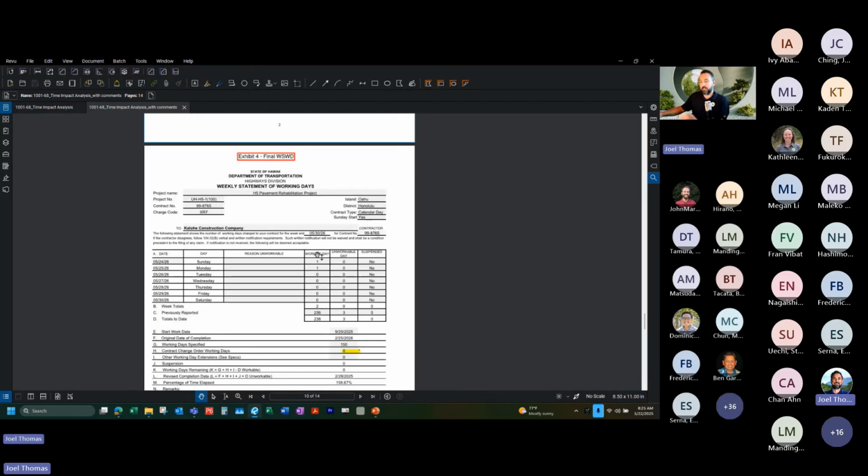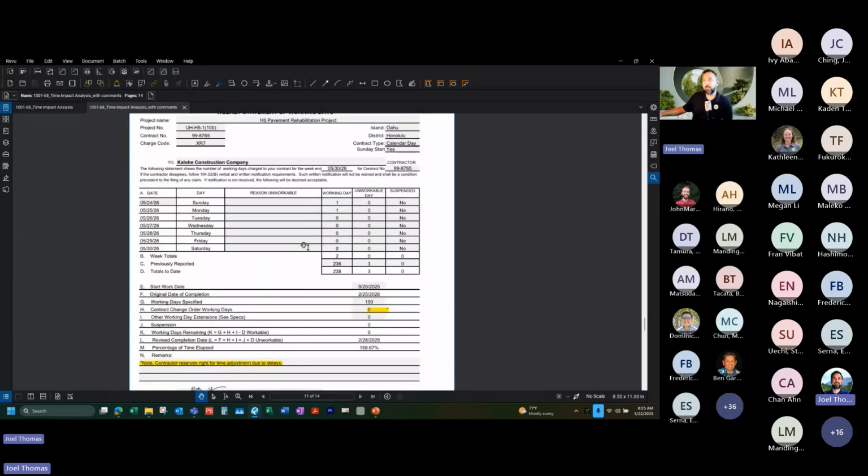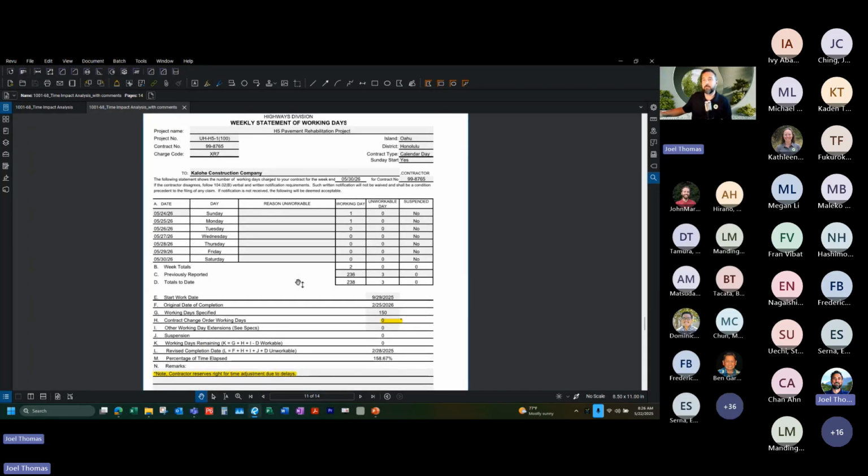And then I just added this in too, because I've seen this a bunch, where they're trying to say, hey, our notification was noted on our weekly statement of working days, where here they had this comment added where they were reserving the right to time adjustment due to delays. They highlighted it, and they're just saying, yeah, everyone knew that we were in delay. In this case, they didn't meet that spec.